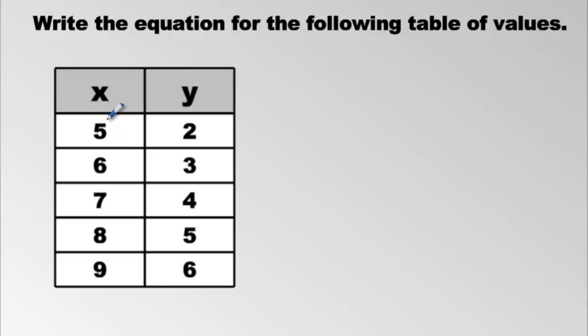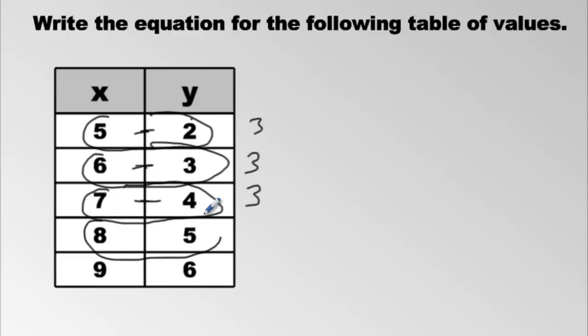Here's another one. Let's see if we can come up with something. Let's try adding these first. 5 plus 2 is 7. 6 plus 3 is not 7, so that doesn't work. Let's try subtracting them. 5 minus 2 is 3, if we subtract them. 6 minus 3 is also 3. Hey, look, we might be coming up with some. 7 minus 4 is 3. 8 minus 5, subtract them, you get 3. And 9 minus 6, you subtract them, you get 3.